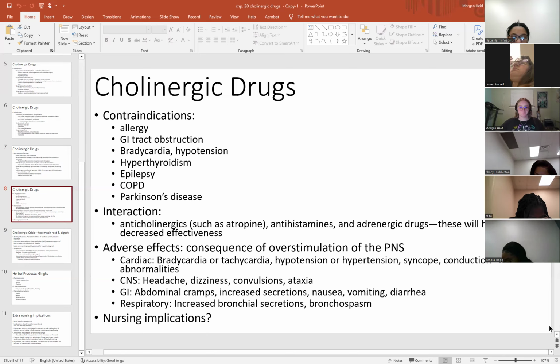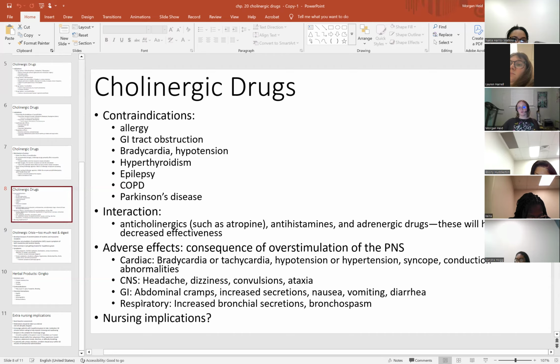Basically, with the CNS system, kind of similar: headache, dizziness, seizures, or ataxia, which means loss of coordination. The GI, you're going to see more GI symptoms here because again, it's rest and digest. So the digest part. You're going to see abdominal cramps, increased secretions, because again, it causes this, right? We literally had a medication that increased saliva, nausea, vomiting, and diarrhea.